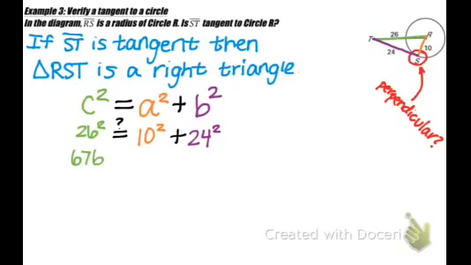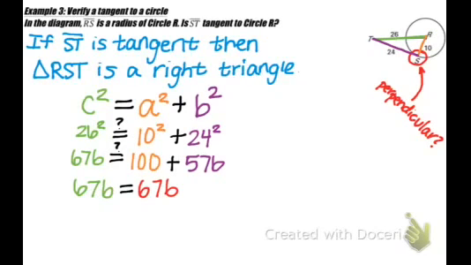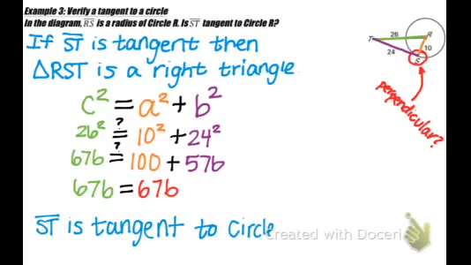So let's do some computing. 26 squared is 676. Let's see if that is equal to 100 plus 576. Well, 676 is equal to 676. Since those are equal, then we can say that angle S is a right angle, which makes ST tangent to circle R.